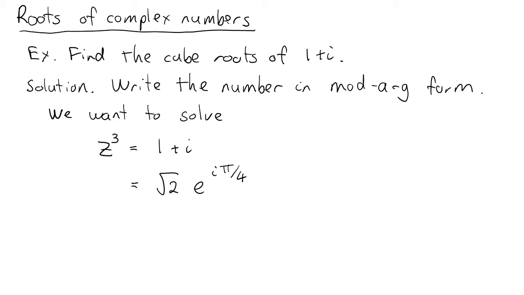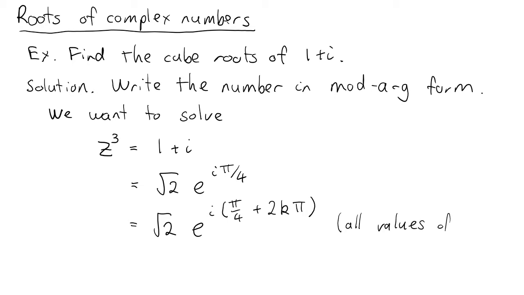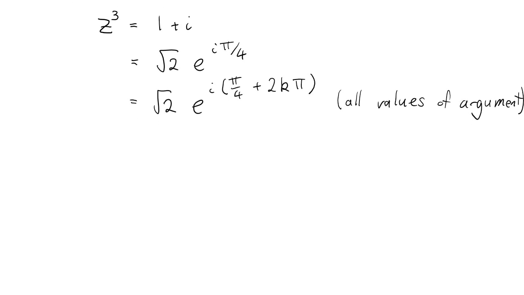Now, as we'll see in a minute, to get all possible cube roots, there's going to be 3 of them, we need to take all possible values of the argument of that complex number. Pi over 4 plus any integer multiple of 2 pi. So for example, pi over 4 plus 2 pi, pi over 4 plus 4 pi, pi over 4 plus 6 pi, and so on. So here k stands for any integer. In this particular case, finding roots of complex numbers, we need to consider all possible values of the argument. Simplify that.